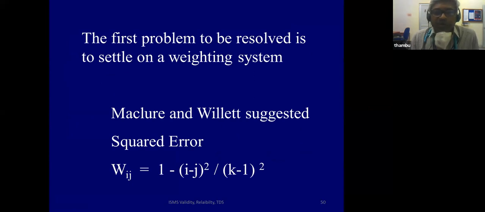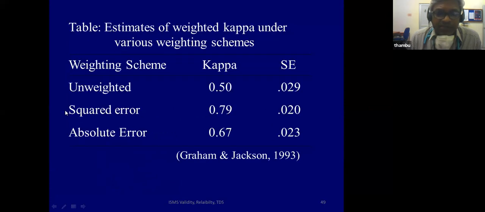So the first problem to be resolved is to settle on the weighting system. McClure and Willett have suggested using the squared error method, and the formula is given as: Wij is equal to 1 minus (i minus j) whole squared divided by (k minus 1) whole squared. This is the particular method which McClure has suggested, the squared error method.